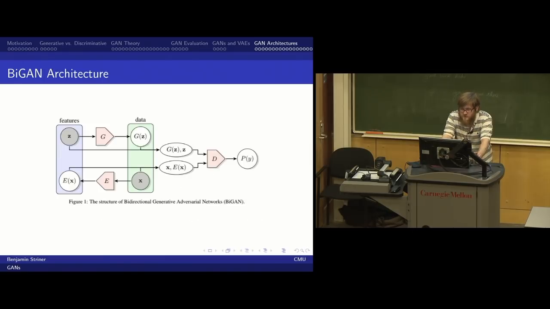Here's kind of what it looks like for the more visual crowd. Features go into the generator and give you generated data, versus real data goes into the encoder and gives you encoded data, and those two pairs of things should be the same distribution.